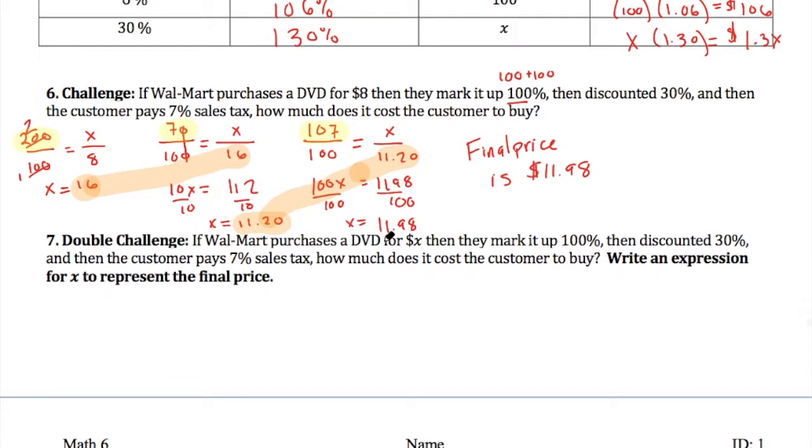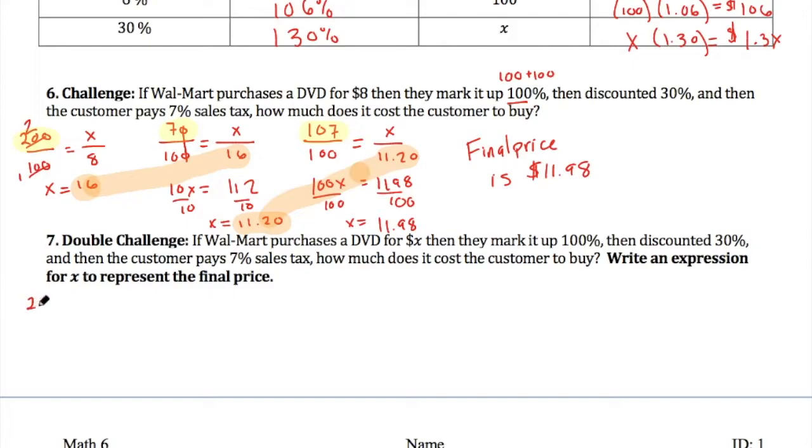This one says if Walmart purchases DVDs for X dollars and then marks them up by 100%, discounts them by 30%, and then the customer pays 7% sales tax, how much does the customer buy? So for this one, we're not going to be able to find an exact answer, but we're going to be able to write an expression for X. So let's go ahead and kind of set this up.